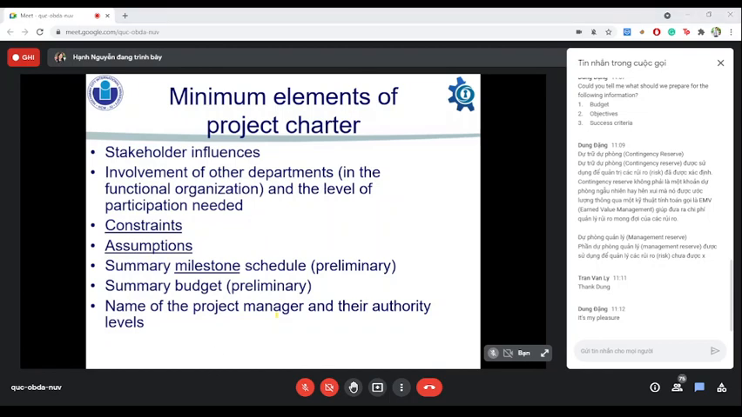And an indispensable point is that the name of the project manager and their authority levels also need to be listed in the project charter. Next slide, please.